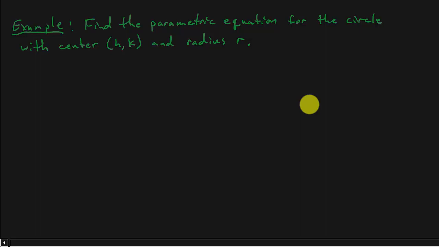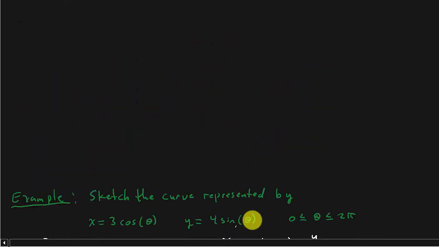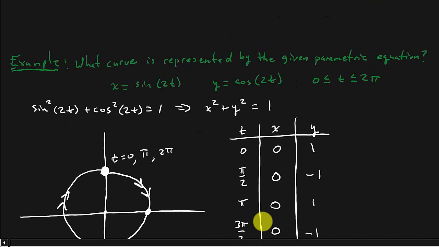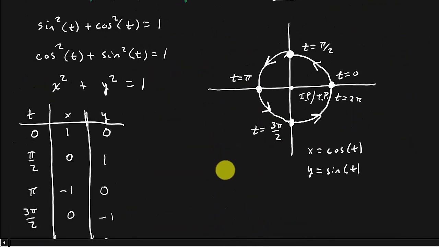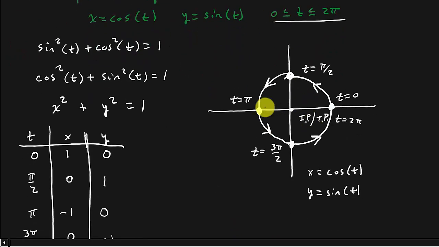We want the equation of a circle. So I could say x is equal to cosine t, and y equals sine t. I know that that's a circle, isn't it? Because didn't we do this example right here? And that was a circle, wasn't it? And this had radius 1.